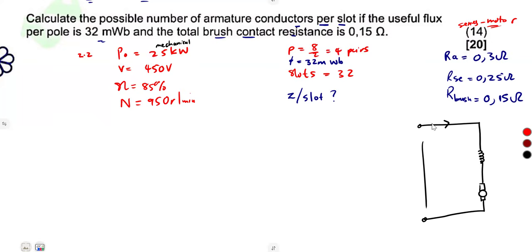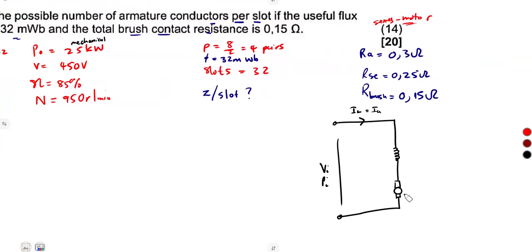It draws in current, it takes in current from the supply. So the arrow is supposed to be facing inside. It's a motor, remember? So that's the load current, which is equal to the armature current since it's a series circuit that we have. The voltage and the power at the input, and at the output we are going to have this one as our output, where the power is mechanical power. Then we have got the armature and the series field.